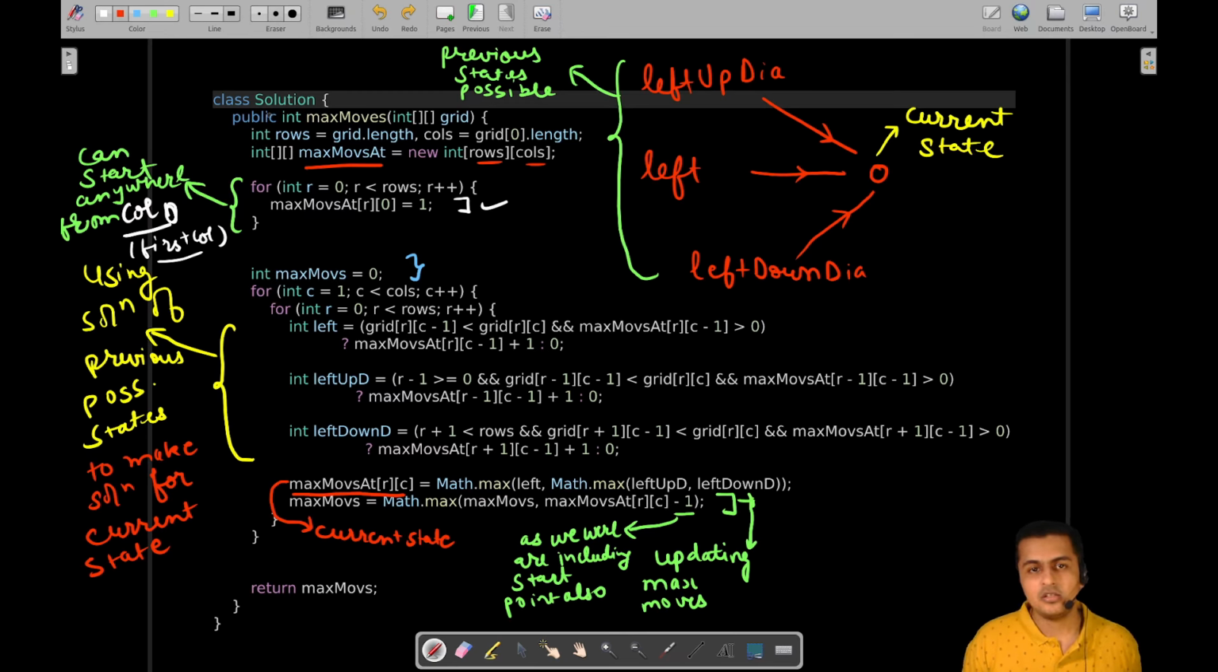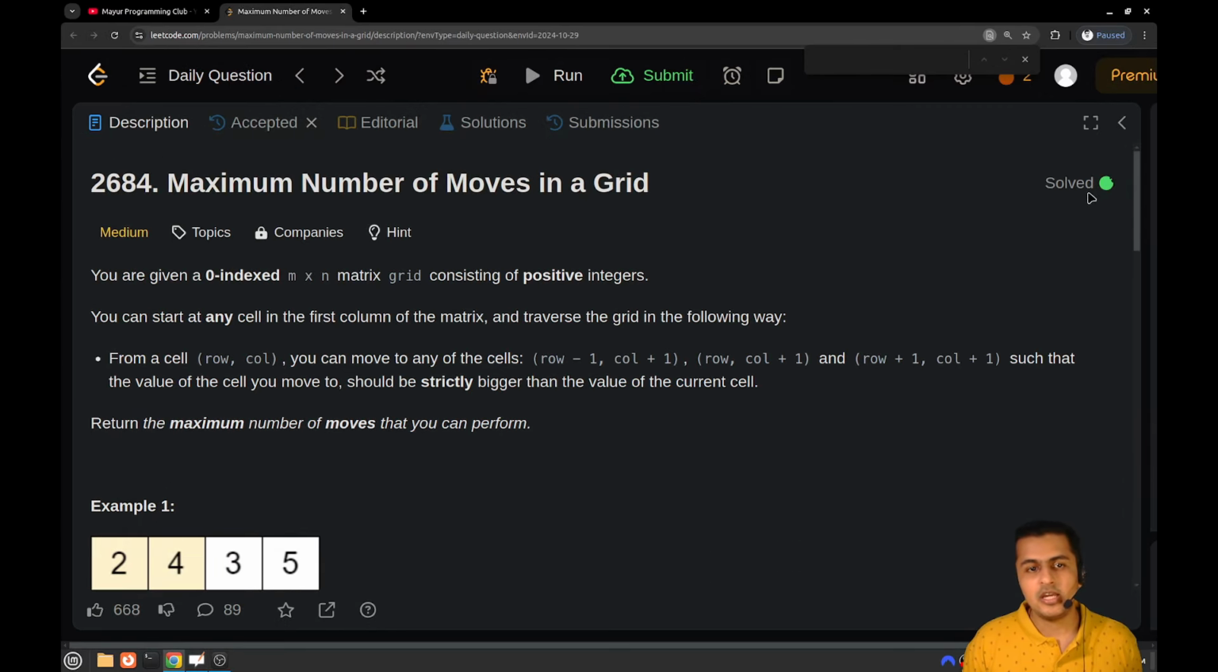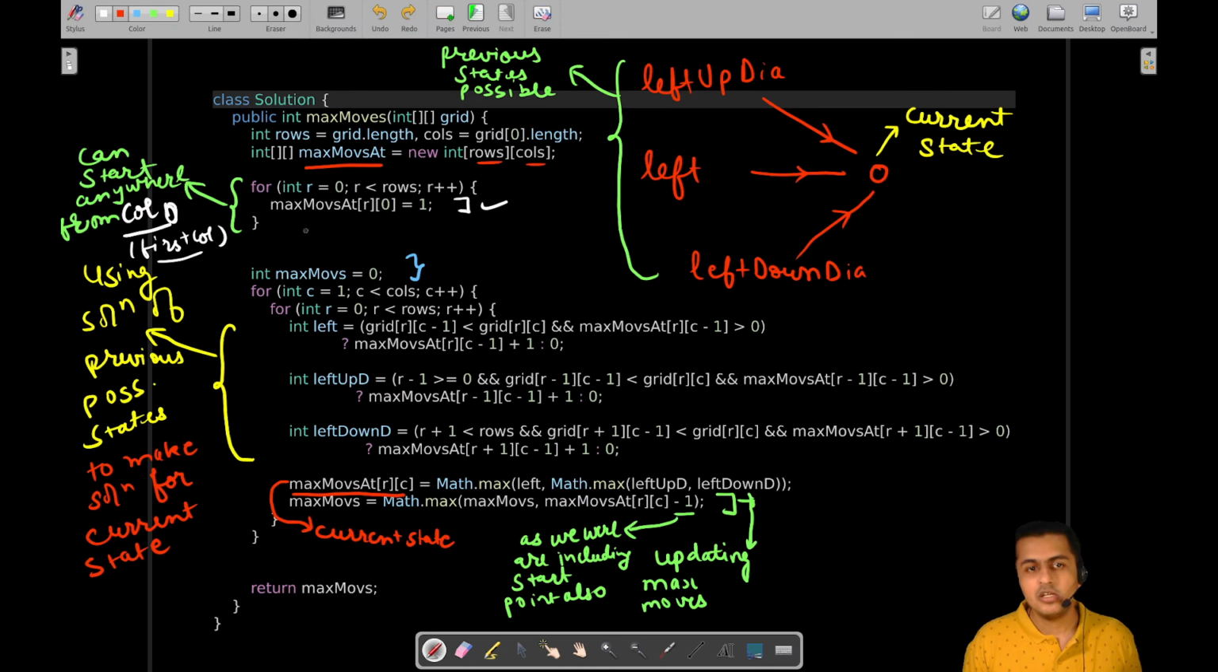Okay, and it is mentioned in the problem statement that you can start at any cell in the first column. Notice that any cell can be chosen as the starting point in the first column. So that is why we are also considering the first column as a move. Since we are supposed to start from any cell in the first column, we are marking all the cells in the first column with one, so that it would help us to take contributions from the previous states.